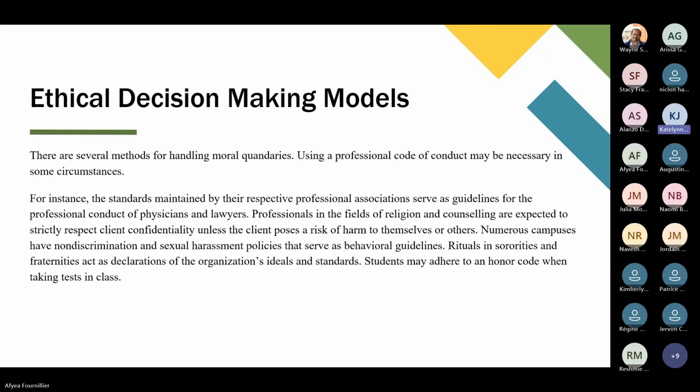Numerous organizations have non-discrimination and sexual harassment policies that serve as behavioral guidelines. Rituals in sororities and fraternities act as declarations of the organization's ideals and standards. Students may adhere to an honor code when taking tests in a class.